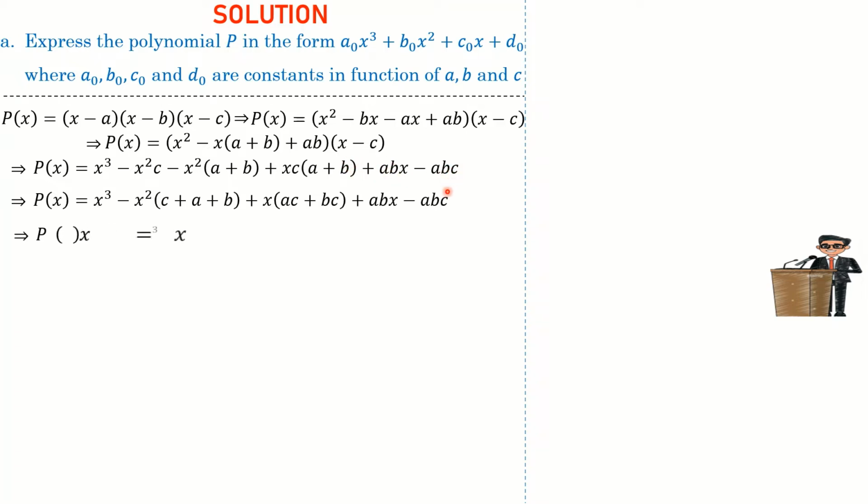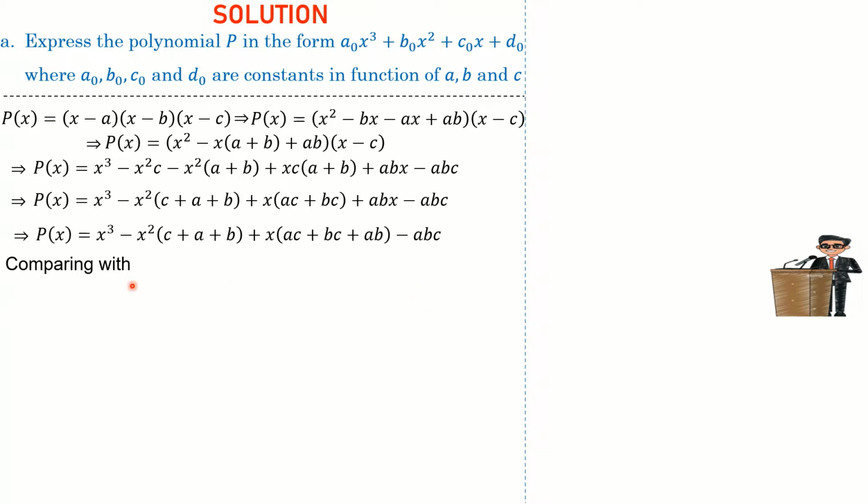From there, we also group the like terms together here. So we have these two remain the same. Now we factor out x from here, and from here we are going to get ac plus bc plus ab, then minus abc.